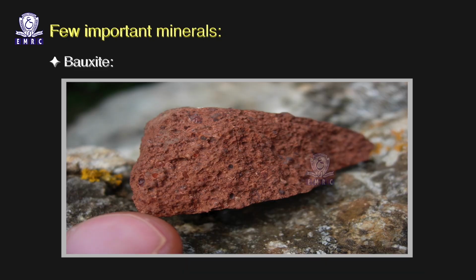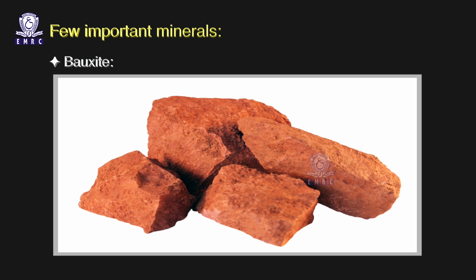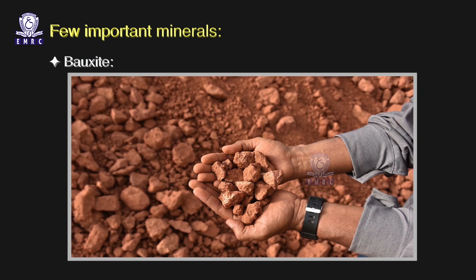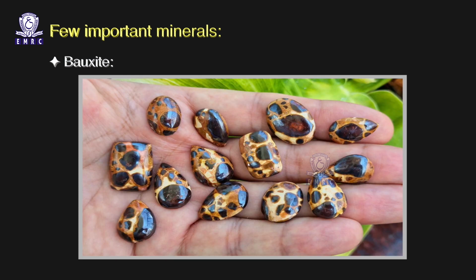Bauxite is an oxide of aluminum. It is not a specific mineral but a rock consisting mainly of hydrated aluminum oxides. It is a clay-like substance which is pinkish, whitish or reddish in color depending on the amount of iron content.